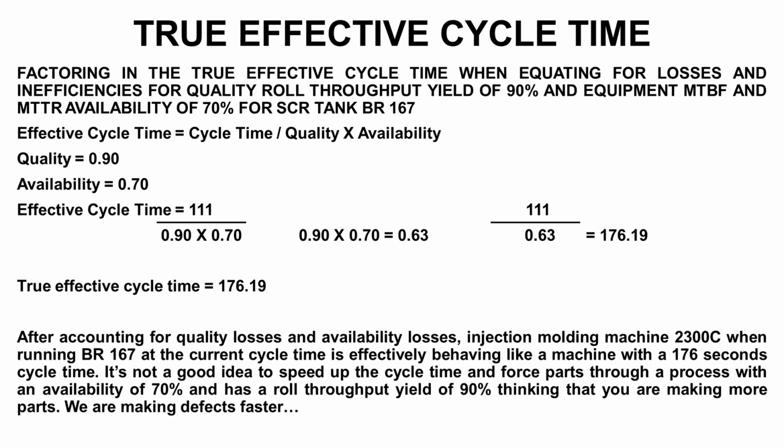When I was due to present my initial findings of my project, I had already discovered that the increase of the cycle time produced more defects. This was a controversial subject. I had to convince them that they were just making defects faster, so I came up with this equation to demonstrate to everyone involved that when you factor in other inefficiencies, such as, in this project, roll throughput yield and the availability of the equipment, this process was behaving like an actual cycle time of 176.19 seconds, not 111 or 98.